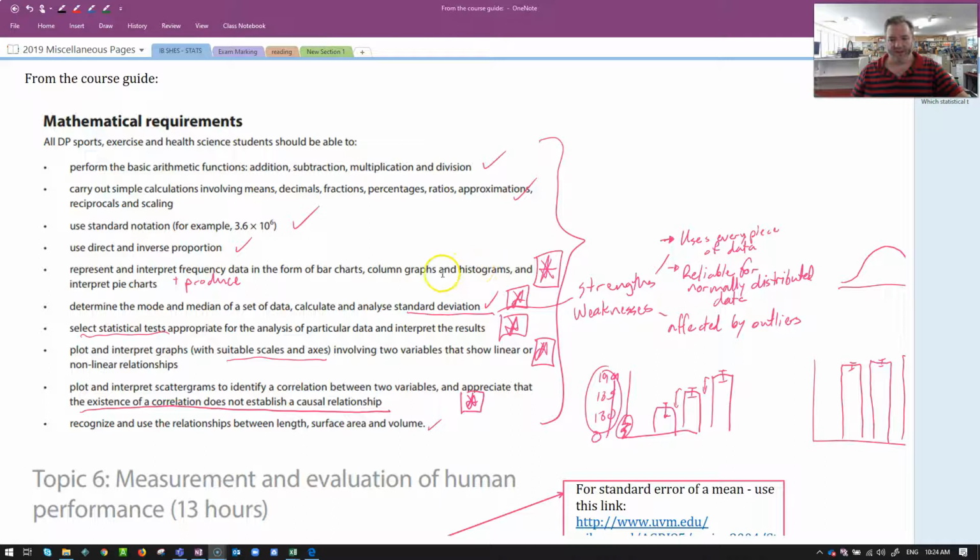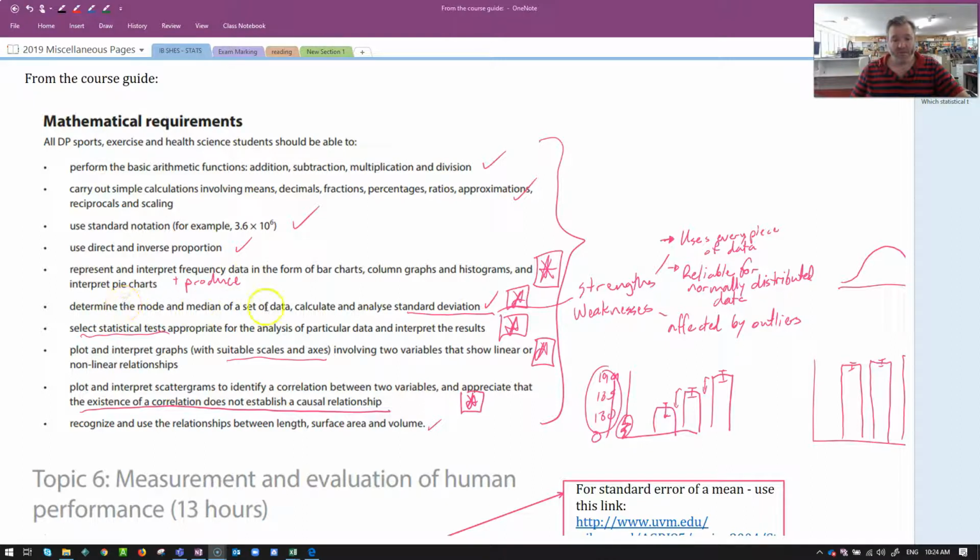Histogram, remember that's for continuous data. Column graph for categorical data where they're separate or discrete. Pie charts, so to get the angle, it's just the proportions. That's showing proportionality. I think you're probably mostly familiar with those. If you've got some questions about those, happy to have them, but I think you'll be all right with those.